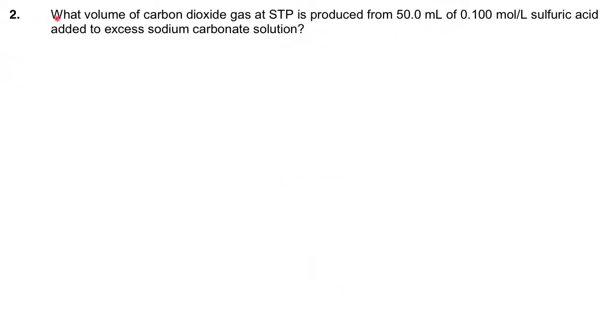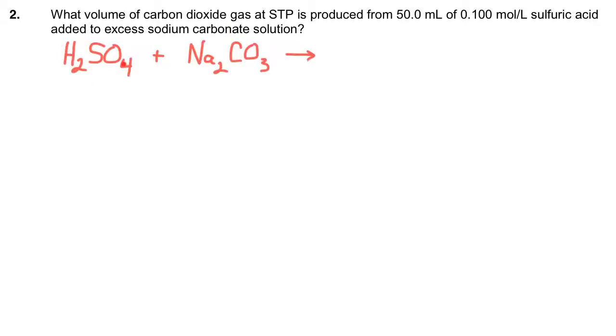Second example: what volume of carbon dioxide gas at STP is produced from 50 milliliters of 0.1 mole per liter sulfuric acid added to excess sodium carbonate solution? So we'll start with my reaction. I'm adding sulfuric acid to sodium carbonate.